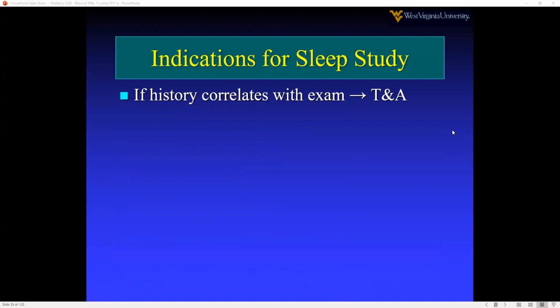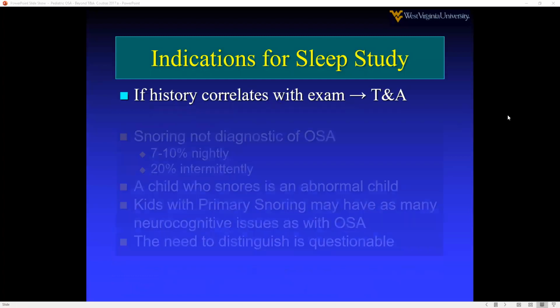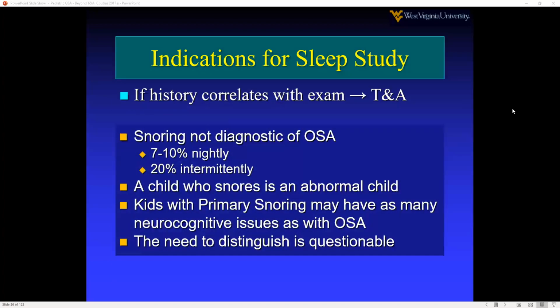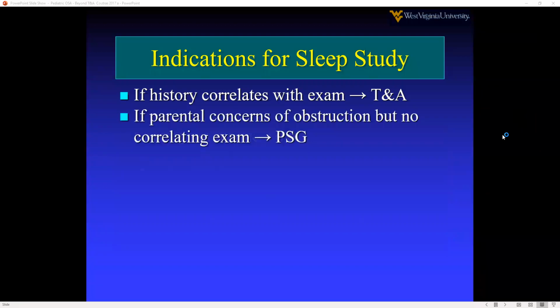So overall, you're out in the field, private practice. If history correlates with exam, T&A. But then again, you don't have your assessment of severity. And snoring is not diagnostic of obstructive sleep apnea, but it can still affect the child in a negative way. And they can have, as you see in the third point there, as many neurocognitive issues as a child who has obstructive sleep apnea. And so the point was made, and I missed citing my reference here, the need to distinguish between these is questionable.